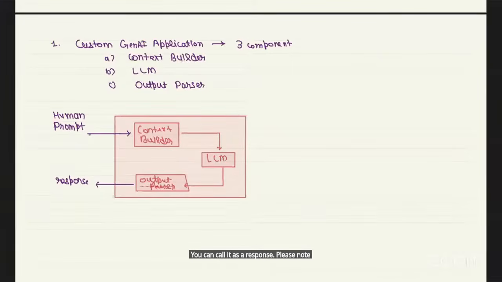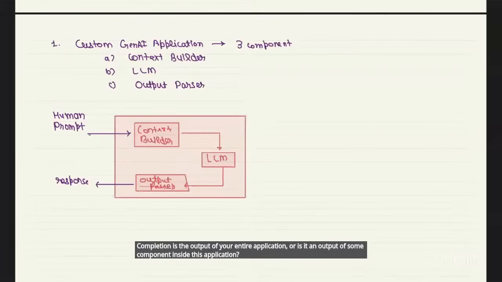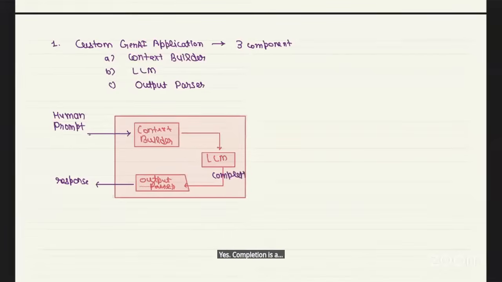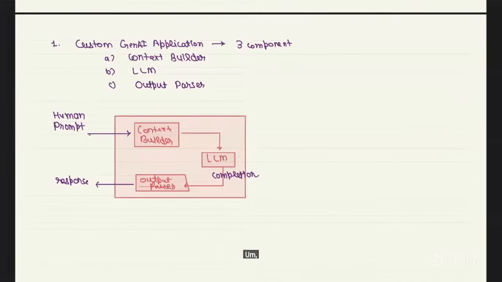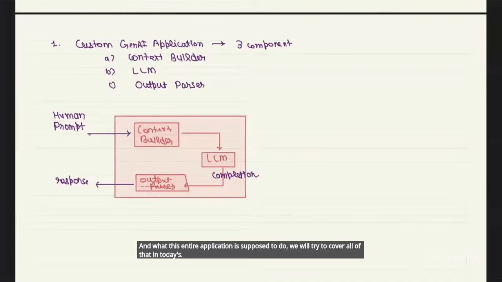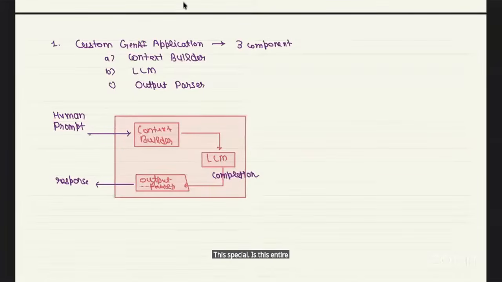Please note, is completion the output of your entire application, or is it an output of some component inside this application? Yes. Completion is an output of the large language model, and that completion is going to be fed into the output parser. The job of the output parser is to generate a response. Today in this session, we will see how to design this entire application and what it is supposed to do. Is this entire idea clear to all of us?